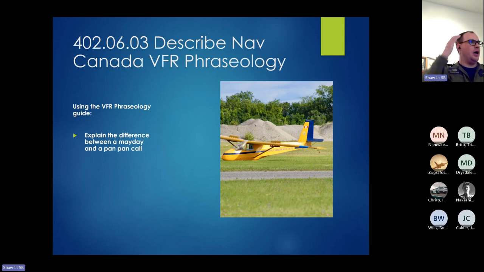So Mayday, imminent danger, requires immediate assistance. Pan-pan is an urgency. So we're not in imminent danger, but it's still an urgency message. Either way, when we land, hopefully at an airport, there's going to be fire trucks waiting for us. But yeah, Mayday is obviously a lot more urgent. It's immediate danger and needs immediate assistance. Pan-pan is just an urgency message. Awesome.